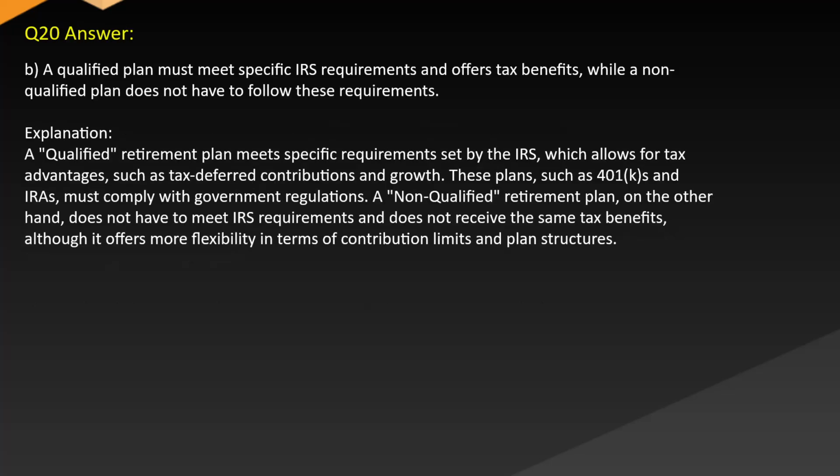Answer: B. A qualified plan must meet specific IRA requirements and offers tax benefits, while a non-qualified plan does not have to follow these requirements. Explanation: a qualified retirement plan meets specific requirements set by the IRS, which allows for tax advantages such as tax-deferred contributions and growth. These plans, such as 401(k) and IRAs, must comply with government regulations. A non-qualified retirement plan, on the other hand, does not have to meet IRA requirements and does not receive the same tax benefits, although it offers more flexibility in terms of contribution limits and plan structures.